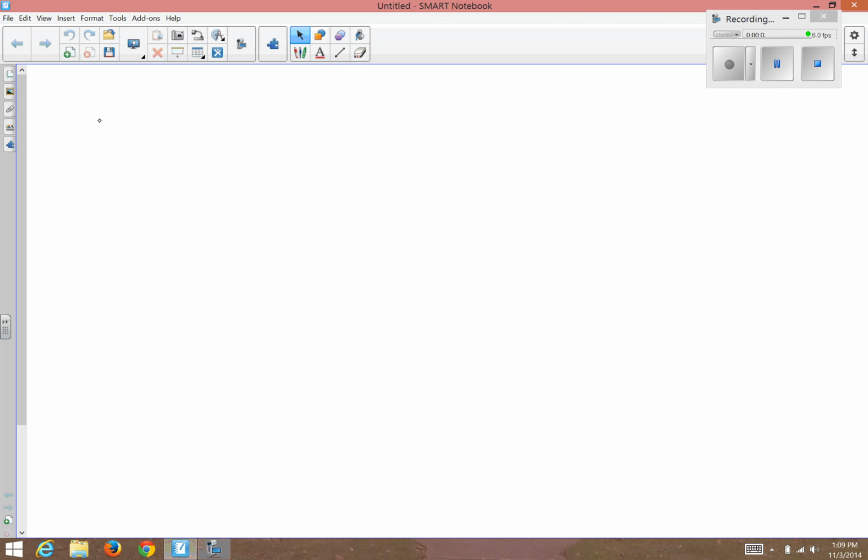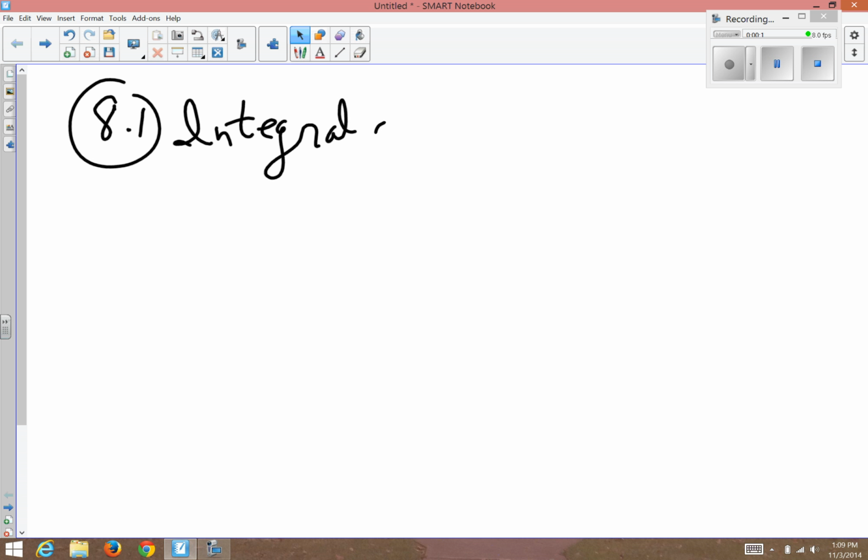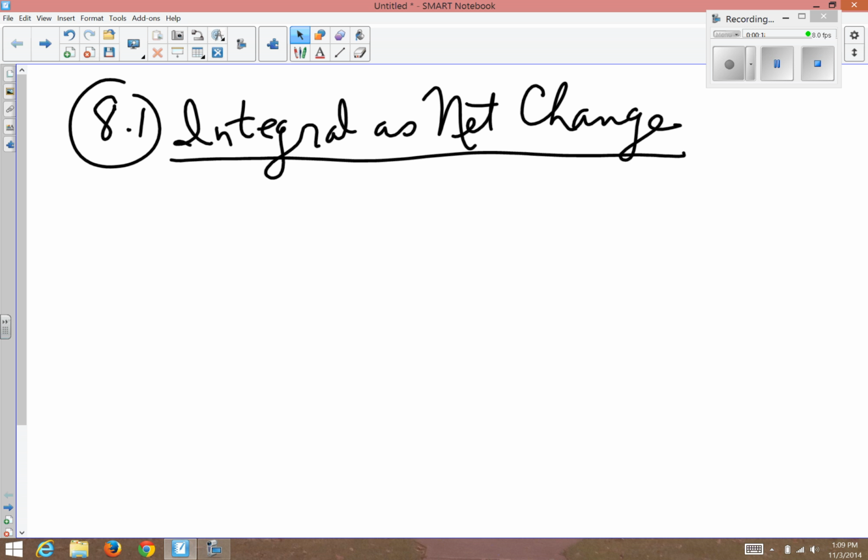Chapter 8, Section 1. Integral as net change. This is a very important section.